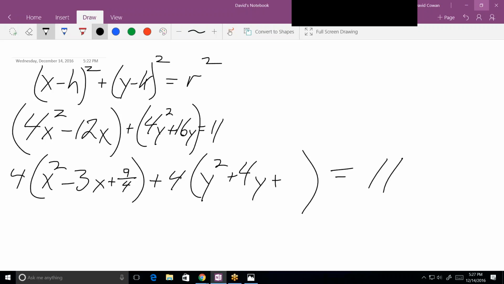Well, we also want to get rid of these 4s. In other words, we now have 36 on the right side of the equation, but we want to divide everything by 4, making the right side of the equation 9.